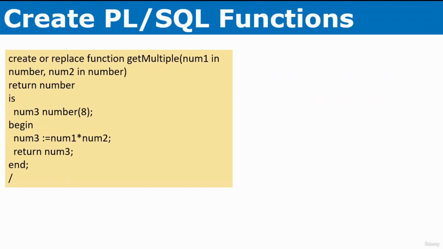This is the syntax for the second function I'm going to create. The name of the function is getMultiple, and the function has multiple parameters. The parameters are called num1, which has a data type of number, and num2 with a data type of number. We also have a return statement which is going to return a number.